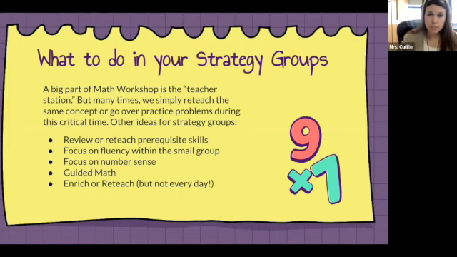And yes, those things are important. It's important to make sure they understood the mini lesson. Yes, it's important to make sure that they're getting the work that they're practicing and doing. But in those strategy groups, that's a really good time that you can use the data that you got from their pre-assessment and really focus on trying to bridge those gaps. I think a really big thing that you can do is work on prerequisite skills.